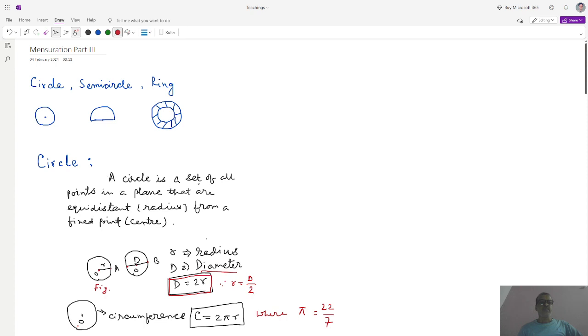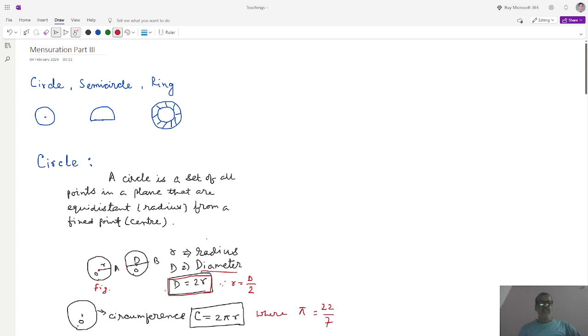A circle is a set of all points in a plane that are equidistant from a fixed point. The fixed point is known as the center of the circle, and the equidistance is known as the radius. In this figure, OA is the radius, whereas the point O is the center of this circle. Here, AB is the diameter of this circle. AB is the largest chord that passes through the center point O.